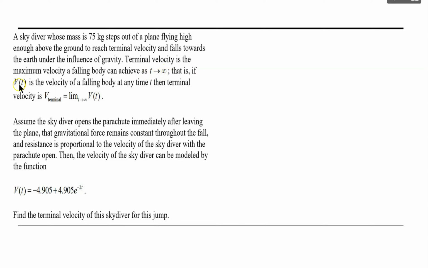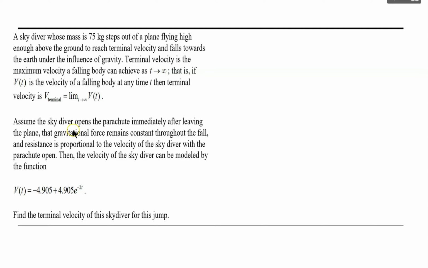That is, if v of t is the velocity of a falling body at any time t, then terminal velocity, v sub terminal, is the limit as t approaches infinity of v of t. What this means is that a falling body will reach a maximum velocity based on a number of factors, and even if it can continue to fall, it will not exceed that velocity.